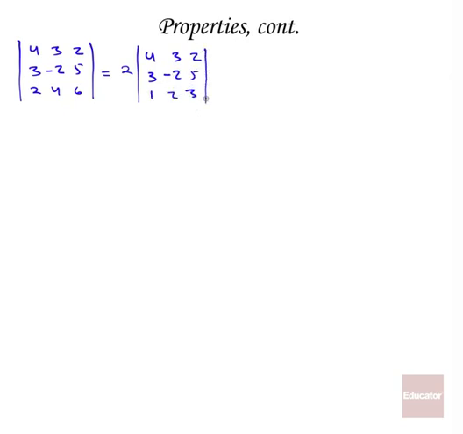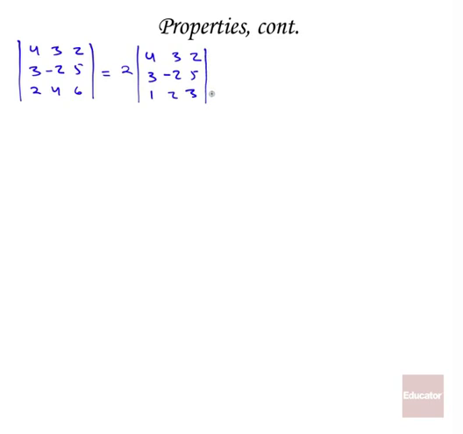I'll go ahead and put my determinant symbol right there already. 4, 3, 2, 3, negative 2, 5, and 2, 4, 6. Okay, I'm going to go ahead and factor out a 2 from the third row right here. So that's equal to 2 times 4, 3, 2, 3, negative 2, 5, 1, 2, 3.